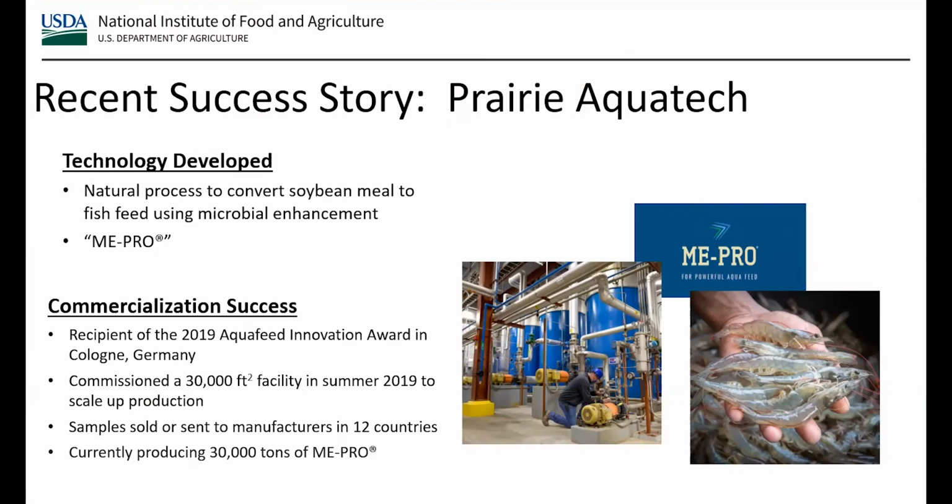They have a natural process that converts soybean meal to fish feed by using microbial enhancement. The name of the product is MePro, and they've had much commercialization success. They're currently producing 30,000 tons of MePro, and they have a 30,000 square foot facility that they commissioned in the summer of 2019 because they needed to ramp up production that much.